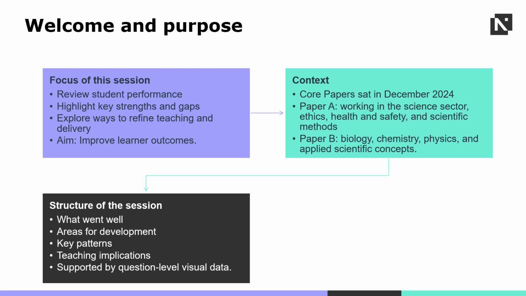Paper A explored content such as working in the science sector, ethics, health and safety and scientific methods, and Paper B explored biology, chemistry, physics and applied scientific concepts. This session will explore what went well, areas for development, key patterns, teaching implications, all supported by question level visual data.